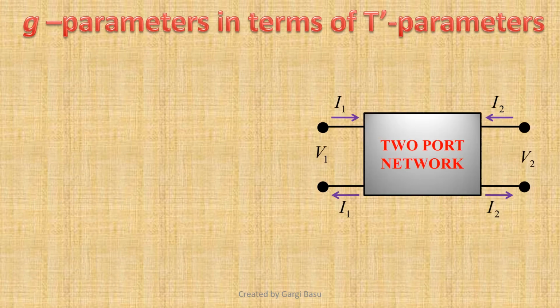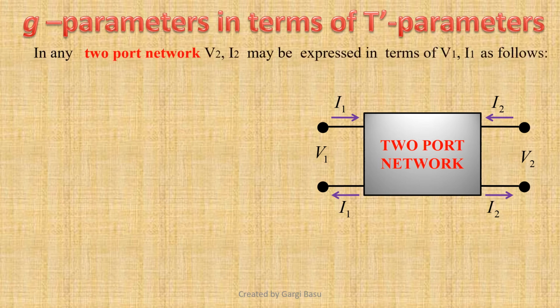Now let us establish interrelationships between G parameters and inverse transmission parameters, or simply called T dash parameters. When we describe our two-port network using T dash parameters, we express the output port variables V2 and I2 in terms of input port variables V1 and I1. The linear equations used in this case are V2 equals A dash V1 minus B dash I1, and I2 equals C dash V1 minus D dash I1.